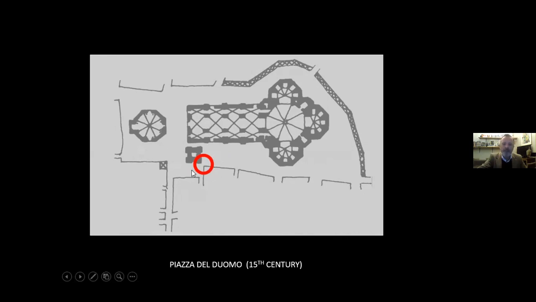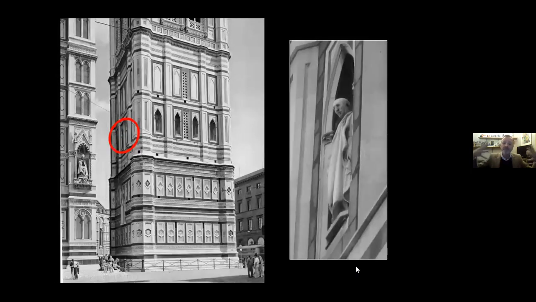But back at the time, there would have been a very, very narrow passageway here, as well as a passageway between the bell tower and the cathedral. So we know that, in fact, the original idea was that the Donatello sculptures would have been positioned on the side that faces the cathedral.